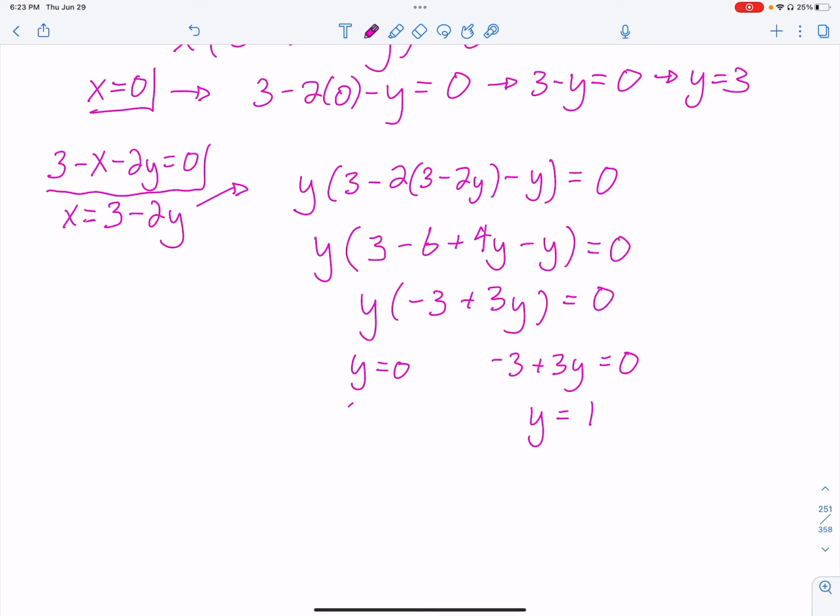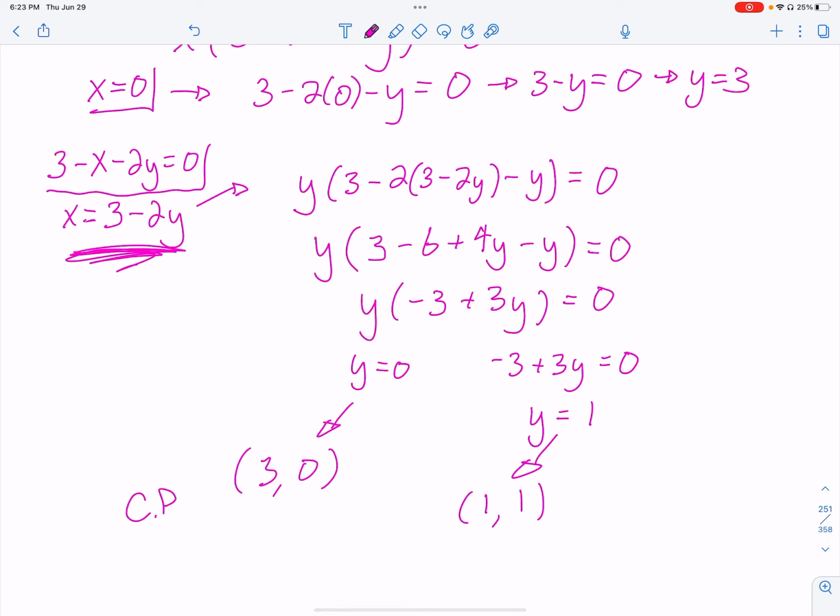Okay, so these are going to give me two different points. If I plug that in, and I'm thinking right here is where I'm plugging it in, if I plug in 0 there, I get x is 3, y is 0. And then doing 1 there, 3 minus 2 times 1 is 1, so I get (1, 1). So those are my critical points right there.